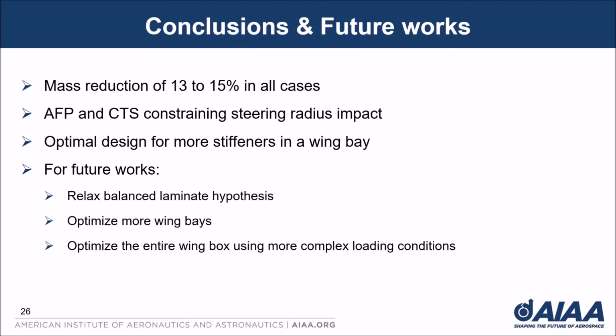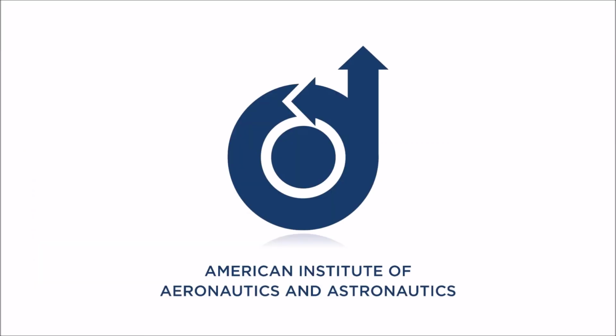Suggestions for future works include relaxing the balanced laminate hypothesis adopted in this work, instead of using a modular design, optimizing the entire panel, as well as more wing bays along the wingspan. Also, the entire wing box can be optimized using more complex loading conditions, considering the bending-twisting coupling of the wing.